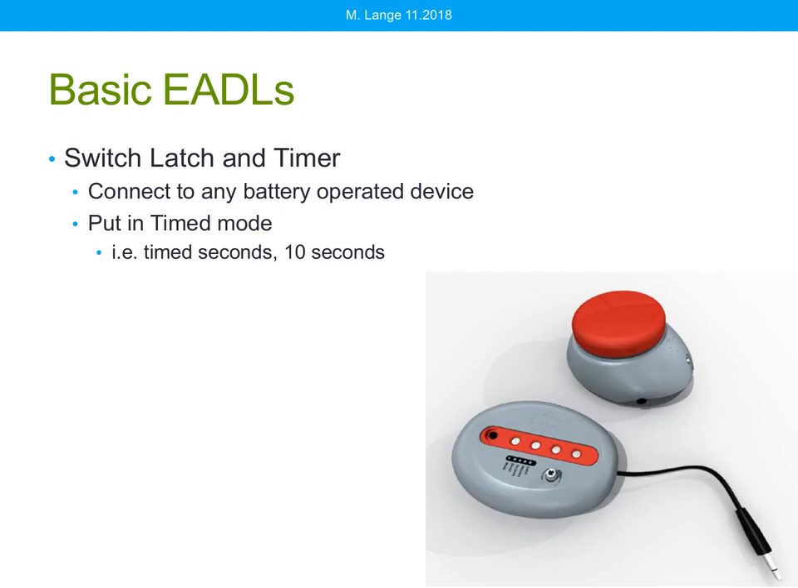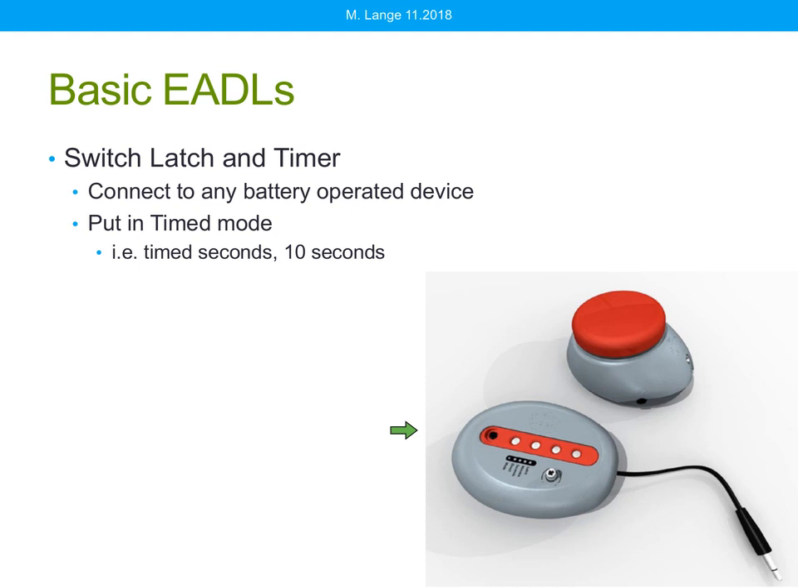So this is a switch latch and timer. This is the Jelly Beamer from ABDA, and it has a switch latch and timer built into it. So let me grab my pointer again. There we go. This is our switch. This type of switch usually would be activated by someone's hand. If this isn't the best switch for them, there's a little switch jack on the side. We can plug in any mechanical switch we want. This wireless receiver plugs into the device that we want to activate.